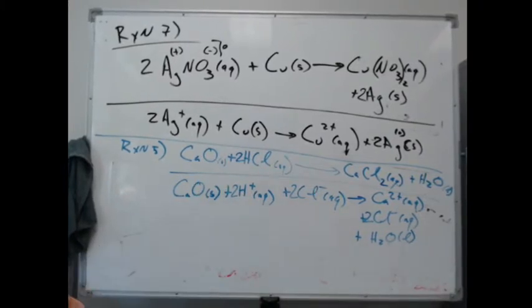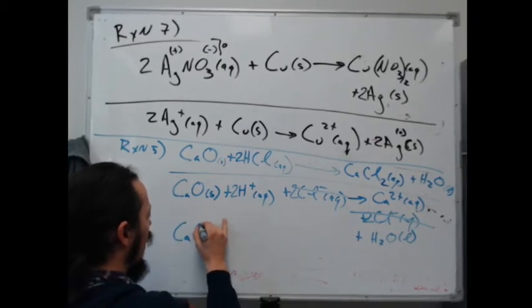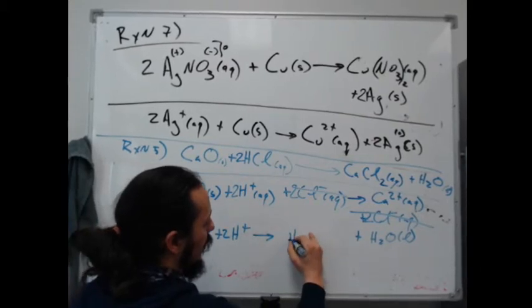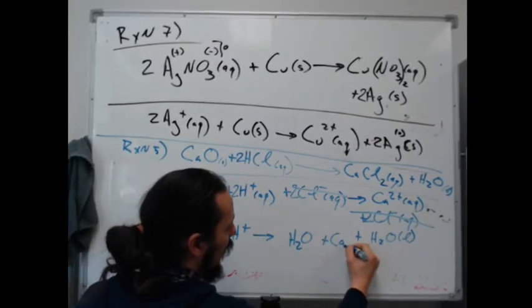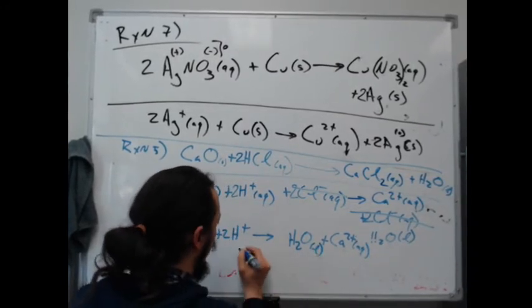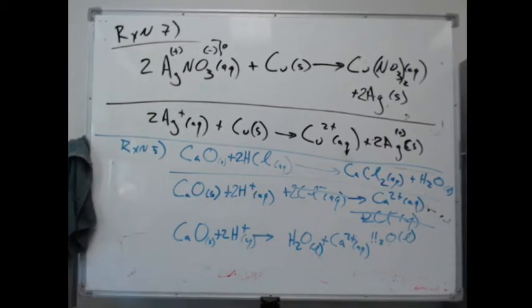Oh, actually, this is total ionic. I didn't go straight to net ionic. I'm going to cancel out my spectator ion: the thing that's the same number, same element, same charge, same state of matter. Chlorine in that case. So my reaction is calcium oxide plus H plus goes to H2O plus calcium 2 plus. Aqueous, liquid, aqueous, solid.